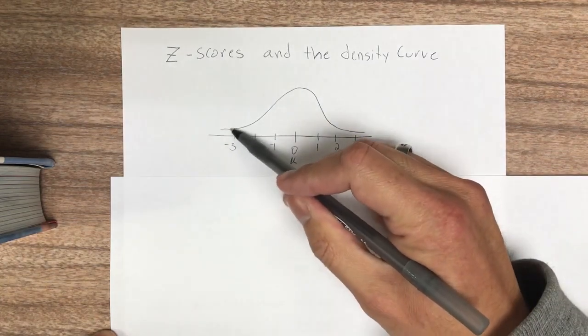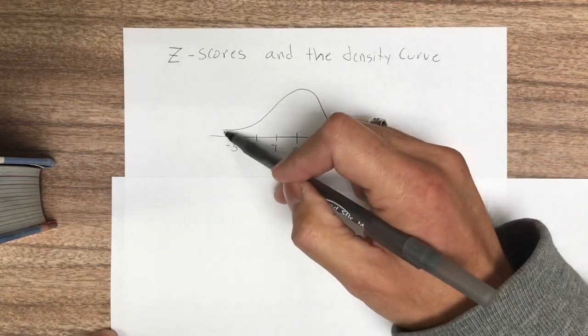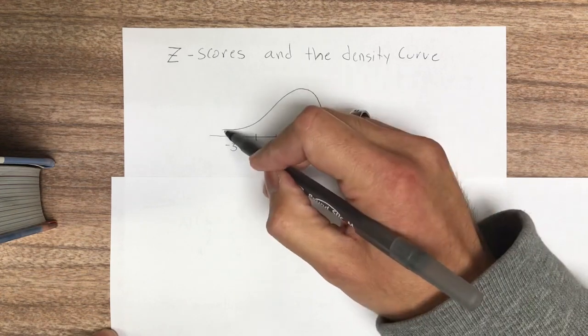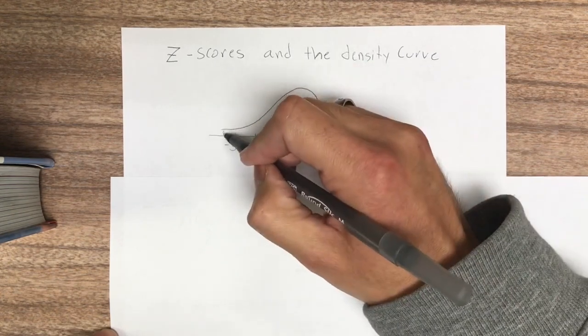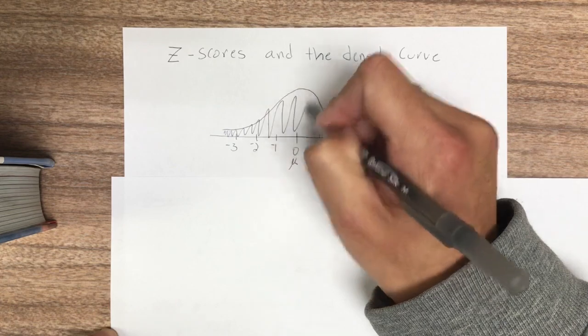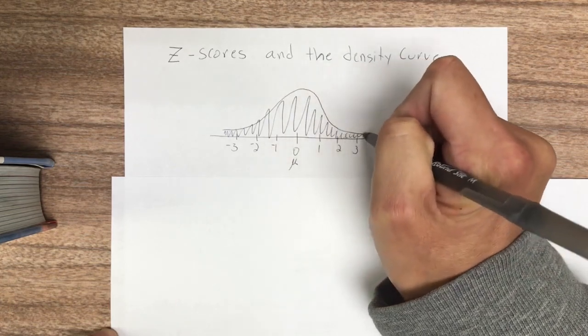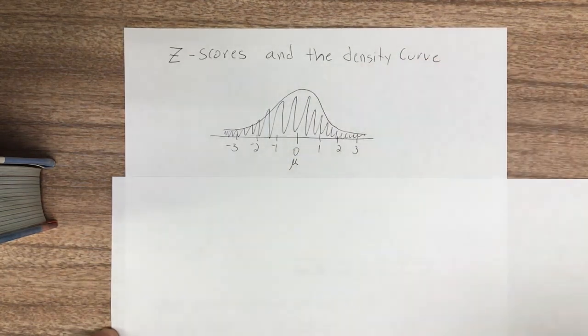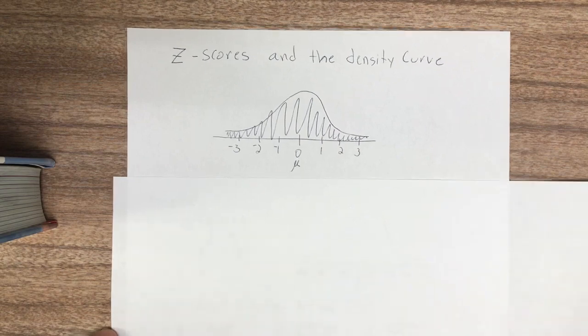So if you think about the whole area under the curve, I'm just going to shade the whole area under the curve. That means that this area is 100% if you shade everything under the curve. So in a density curve, the problems will be you trying to find the area under the curve from one point to a second point. So I have an example here.